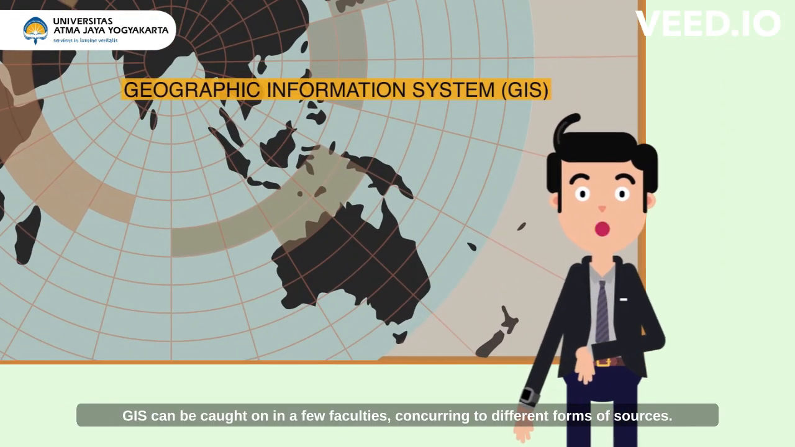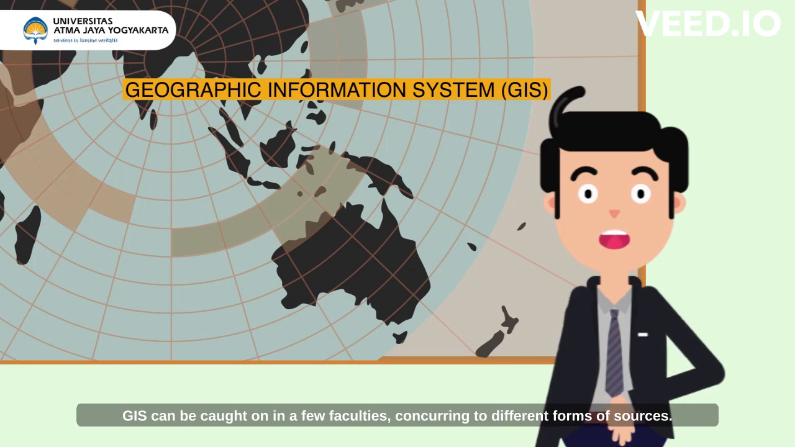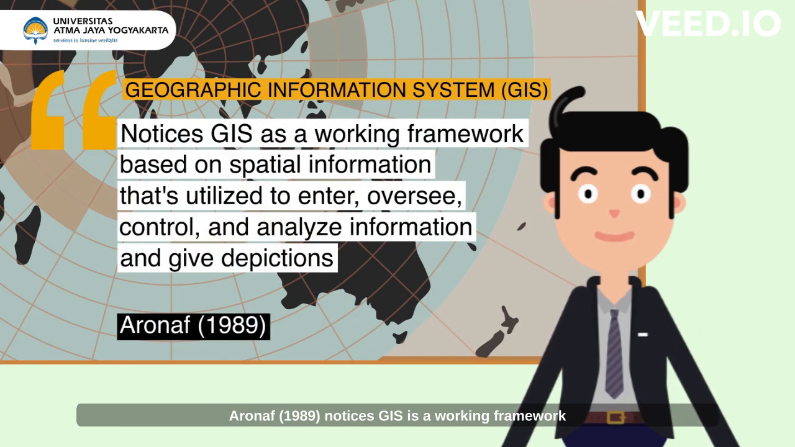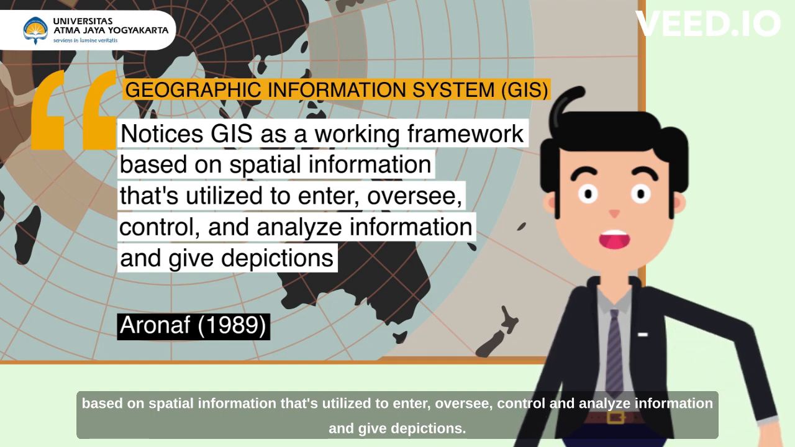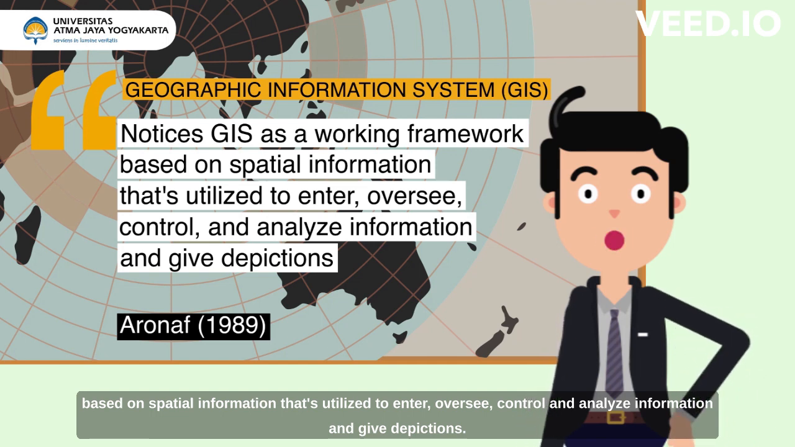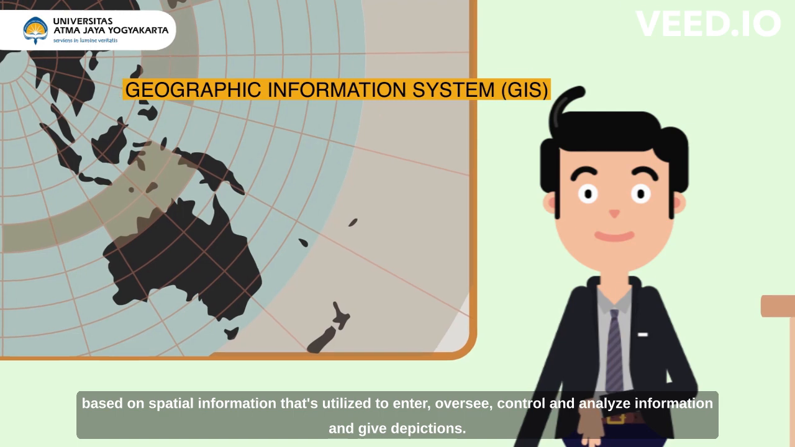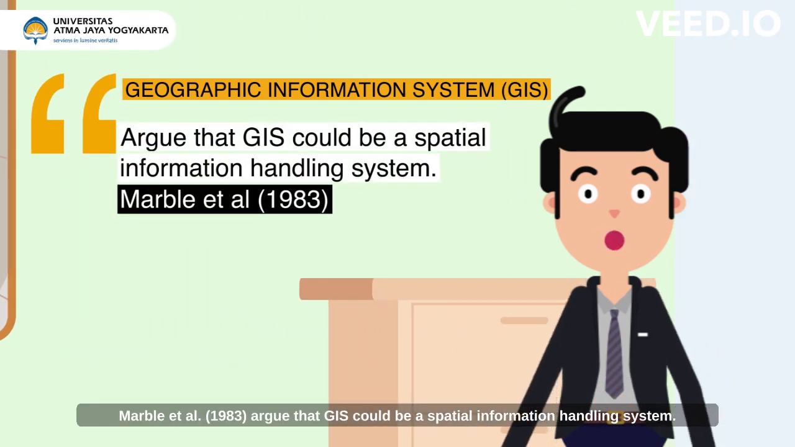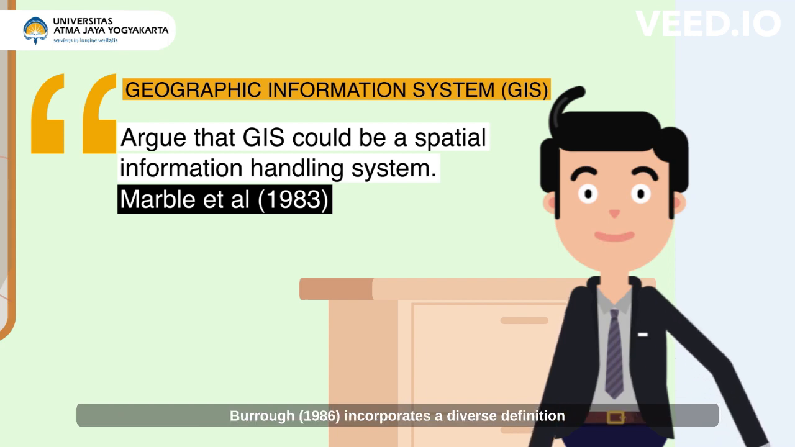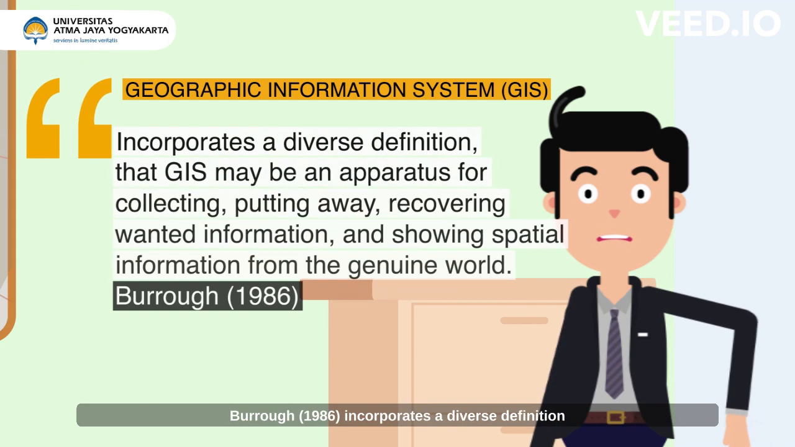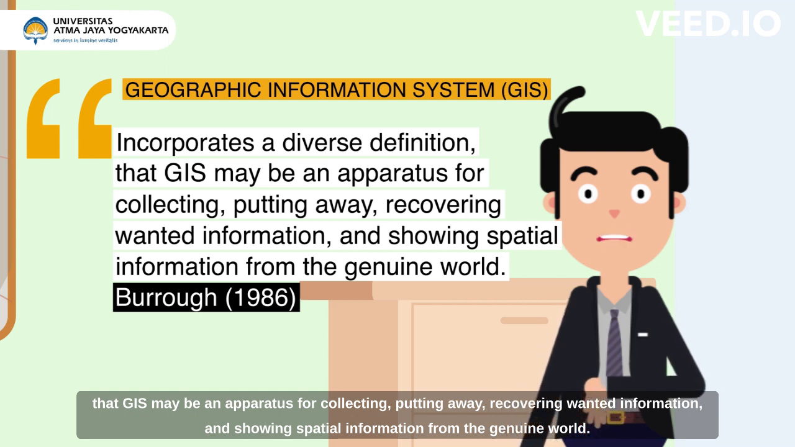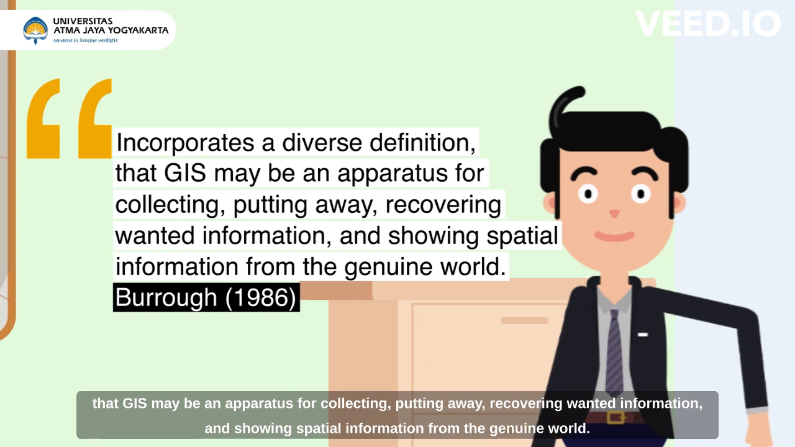GIS can be defined in a few ways according to different sources. Aronoff, 1989, notes GIS as a working framework based on spatial information that's used to enter, manage, manipulate, and analyze information and give descriptions. Marble et al., 1983, argue that GIS is a spatial information handling system. Burrough, 1986, includes a different definition, that GIS may be a tool for collecting, storing, retrieving desired information, and displaying spatial information from the real world.